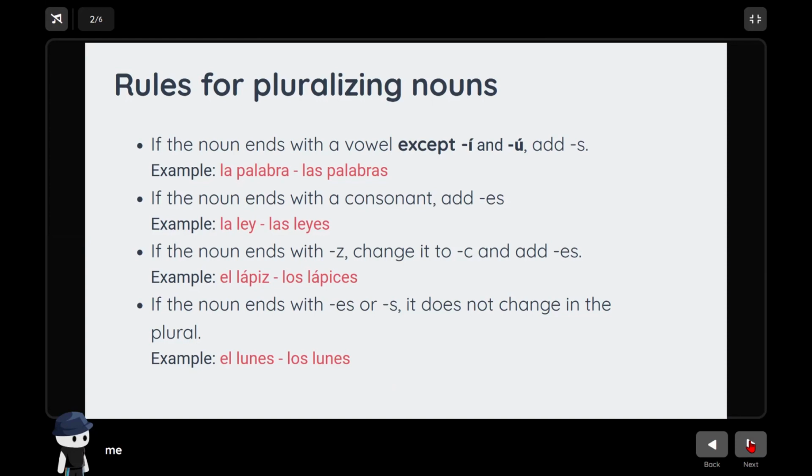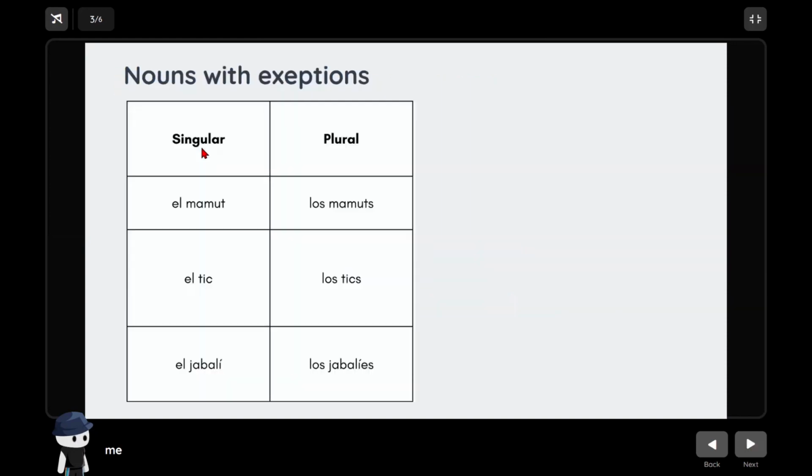So let's move forward. We want to look at nouns that have exceptions. These ones are just really strange ones that I've done some research on. I can't really explain it, but they break the rules, and there's not really much of a reason why, except they are exceptions or irregular.